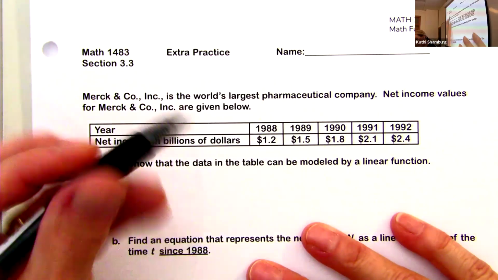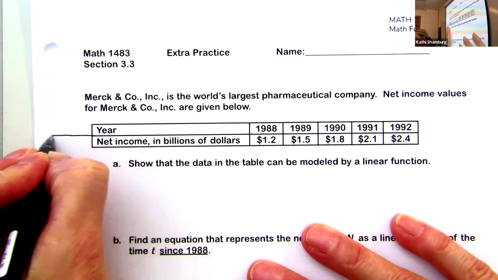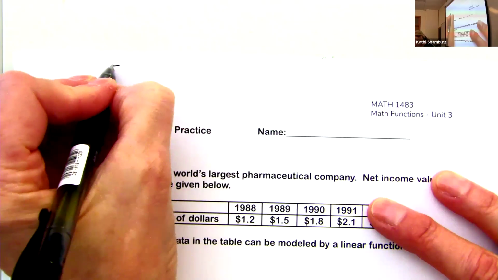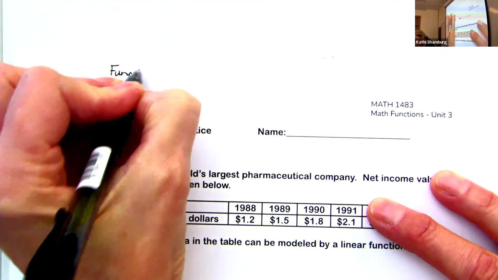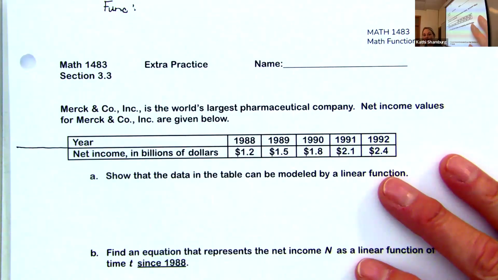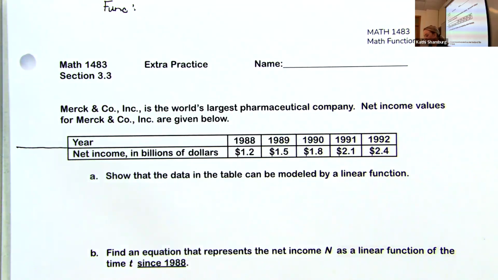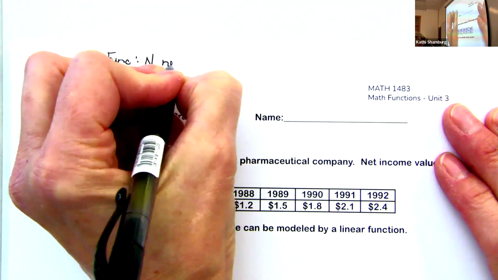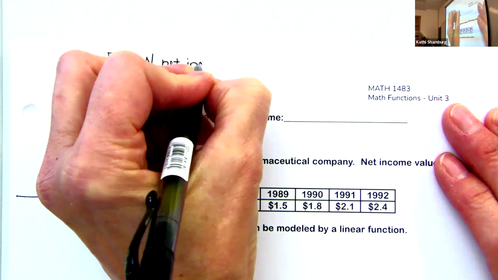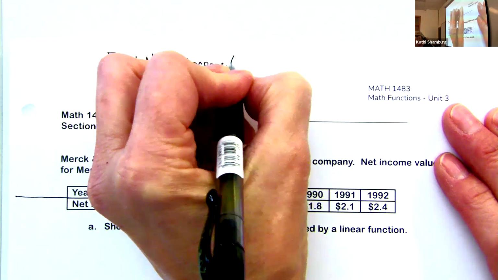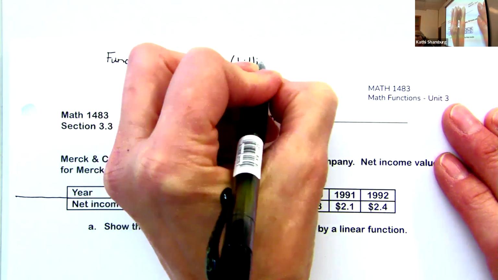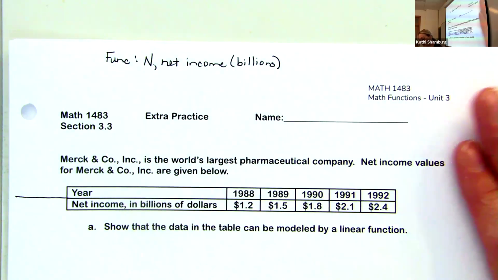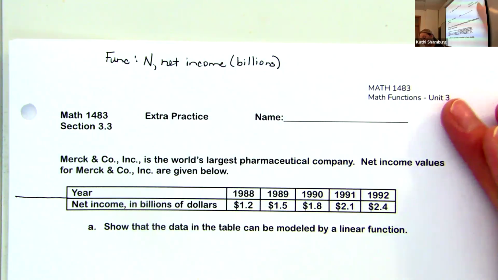Okay, so they give us a table. So from a table at this point in the semester, you should be able to tell me what the function and what the variable is. So which one is the function? Net income, and I'm going to call that N. Now, be more specific. What else does it say? In billions. No, that's a big number. So one would mean $1 billion. All right, that's a lot of net income.